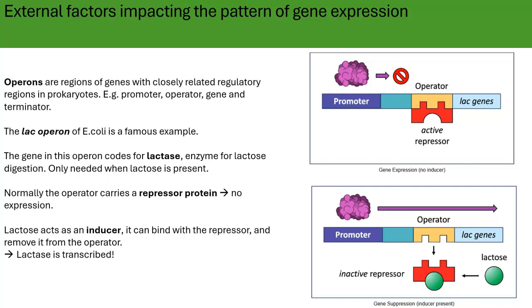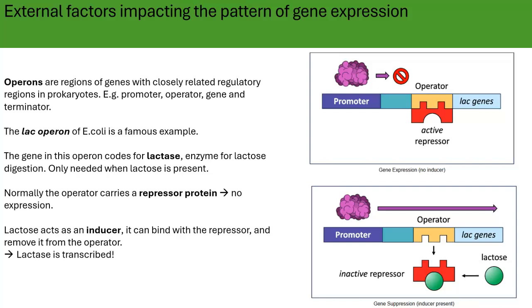But anyways, in prokaryotes, there are basically regions around genes that are called operons. So they include the gene plus closely related regulatory regions. So the operon is those regulatory regions close to the gene and the gene itself. For example, it will be the promoter, the operator, the gene, and the terminator. Those four things together make up one operon.